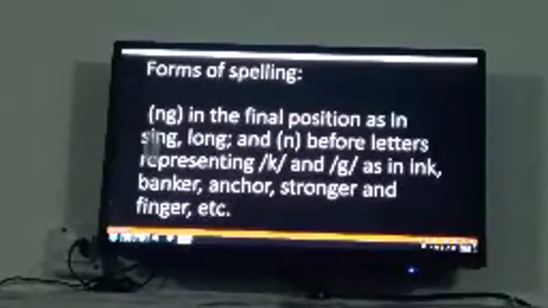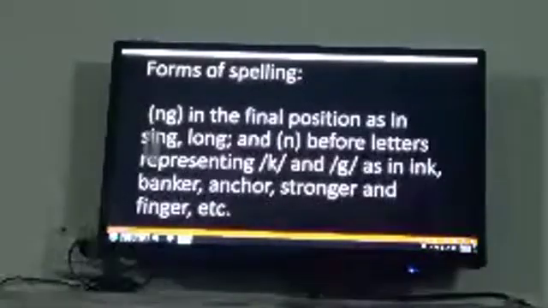Okay, banker, and stronger, and g like finger, etc. So these are the forms of spelling for this sound, and there is no silent letter, but most of the time it comes when we are having ng at the end. Fine. And two other forms, n k and n g. Okay, it's like ink and finger, etc.